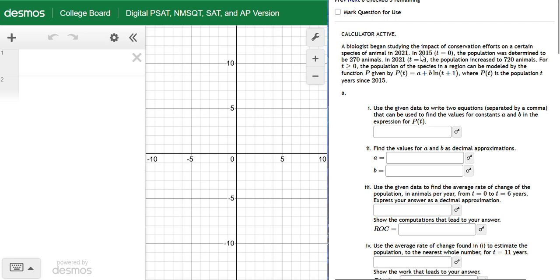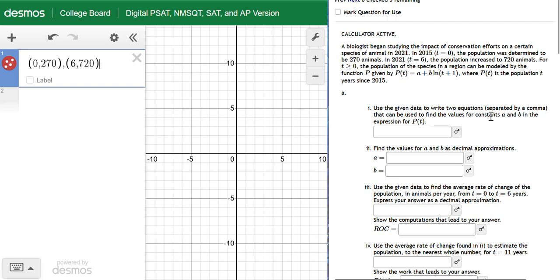So the first scenario is when t is equal to 0. So the input is 0, has a corresponding population of 270. So I'm just going to write that as 1 point, and then I'm going to write the other situation, which is a t value or input of 6 that yields a population of 720. So there are the 2 points that we're looking at to start this function.